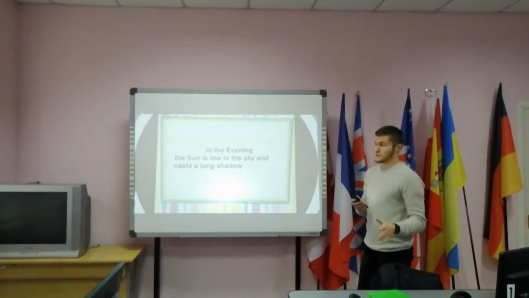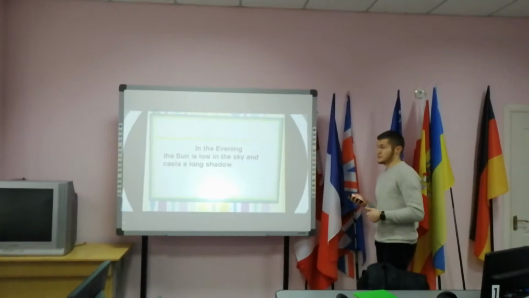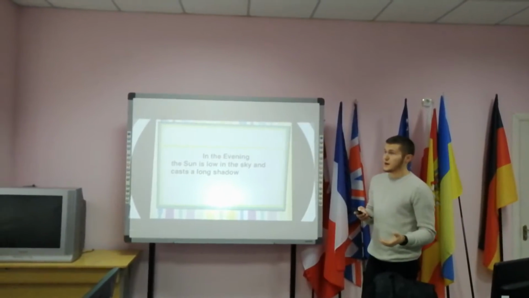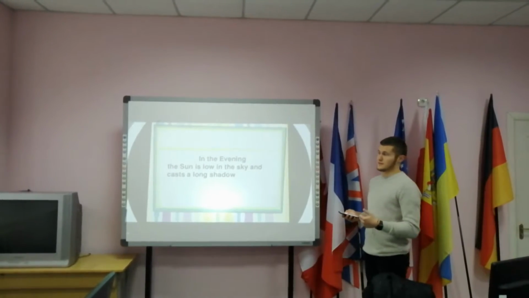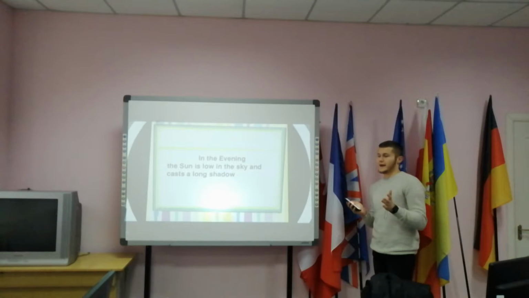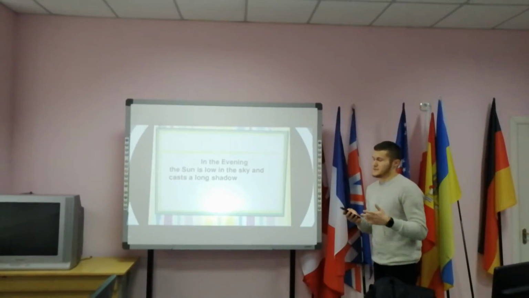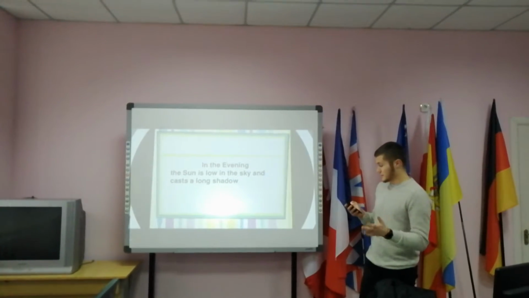Shadows are long in the morning as well as in the evening, and short at noon, because in the morning and in the evenings the sun shines at different angles, and at noon it's just above our heads, so that's why shadows are really small.